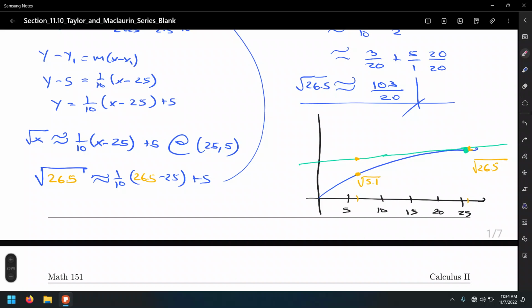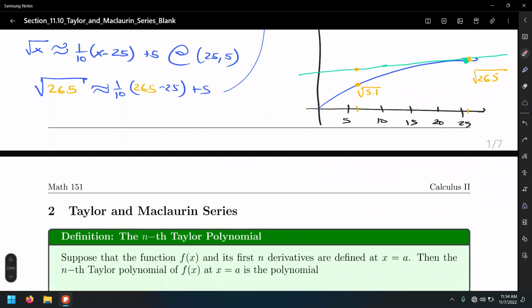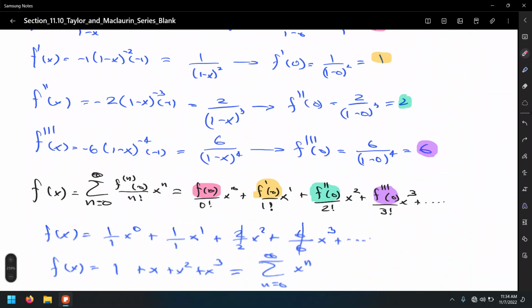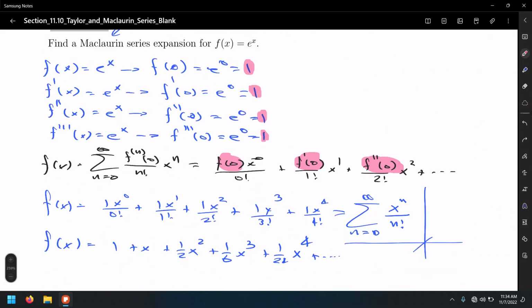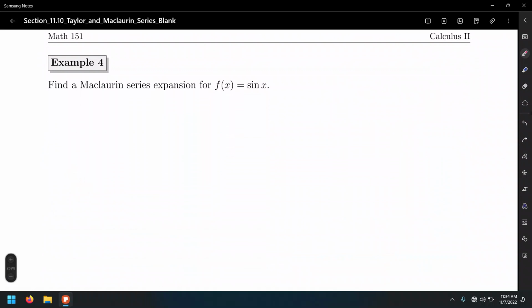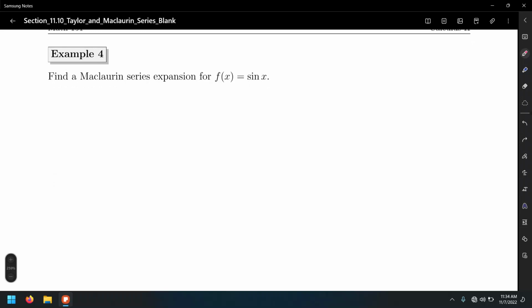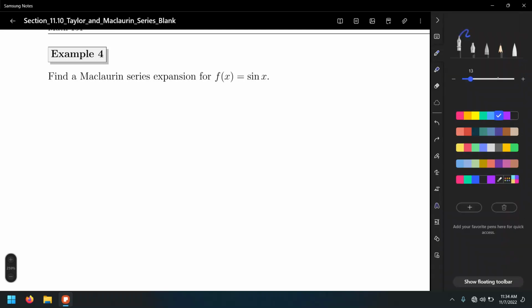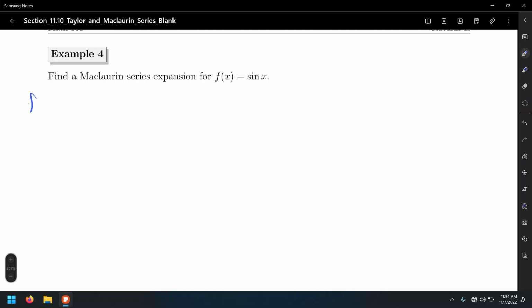But we're also using this idea to obtain power series for other elementary functions. So let's go and find a Maclaurin series expansion for the function f of x equals sine of x. All right. So, we're gonna do the same. The drill is the same. F of x, find some derivatives. So number one, f of x equals sine x.